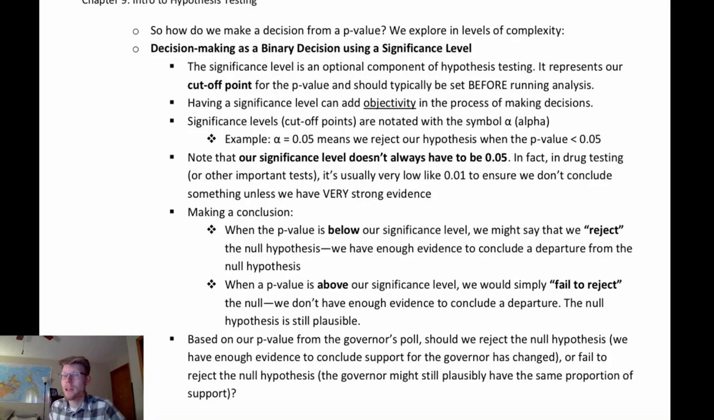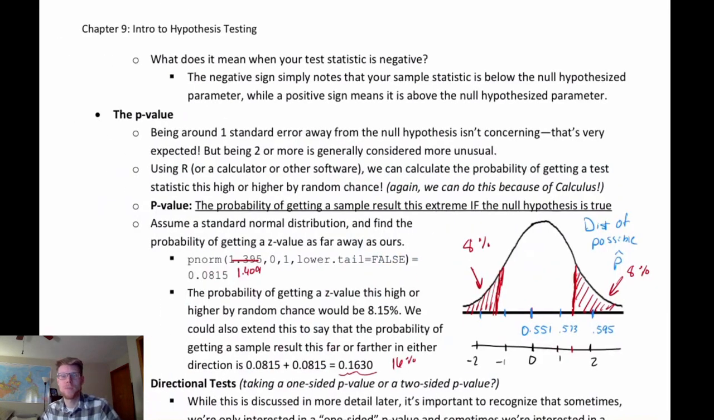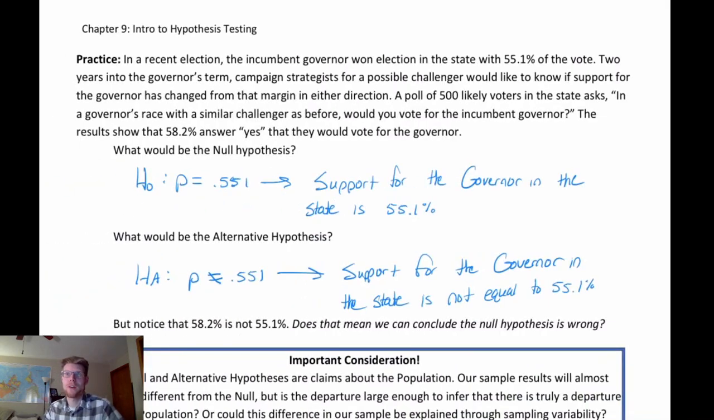Now, why don't we ever accept the null hypothesis, you might be wondering. If our p-value is above the significance level, shouldn't we be accepting the null hypothesis? Do we conclude it's true? The answer is not necessarily, because we still saw over here 58.2% support for the governor. That does not mean his support is definitely still the same. It's still different than 55.1%. The question is, am I confident that it's not? How much indication is this of true change, or is it still possible it's 55.1%?